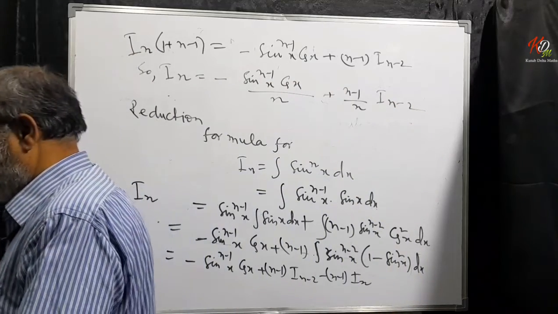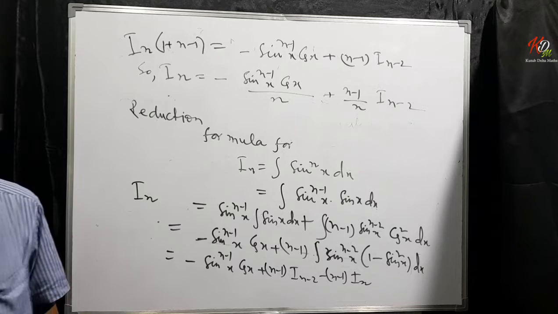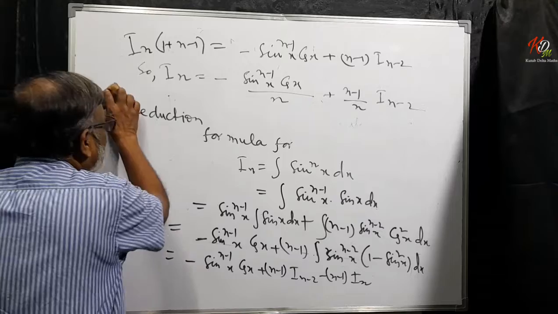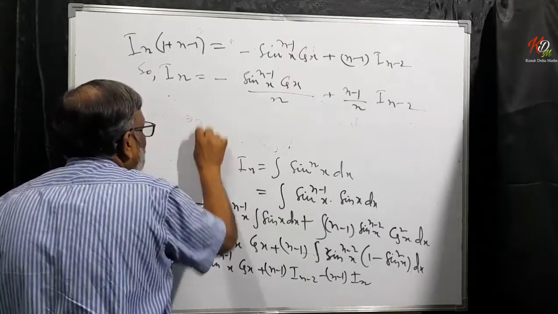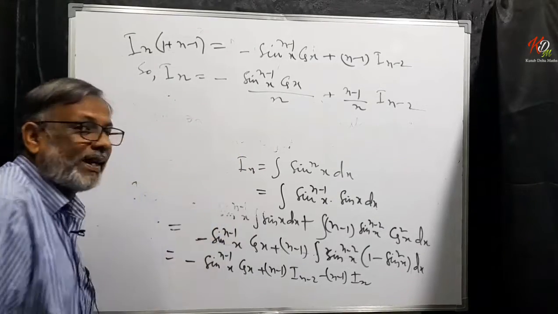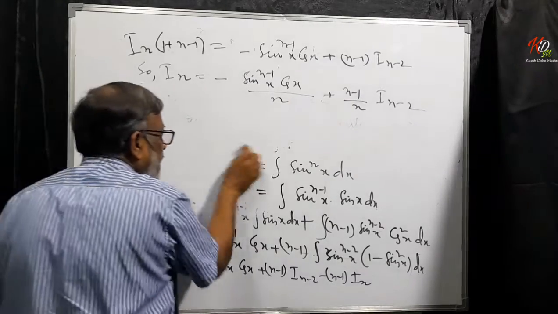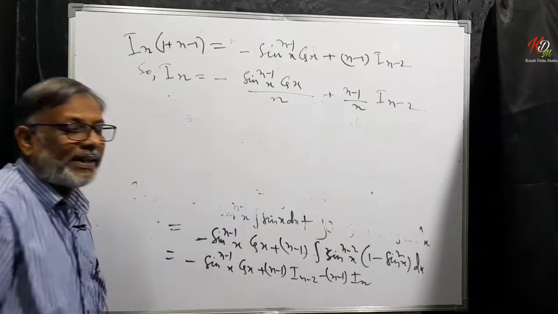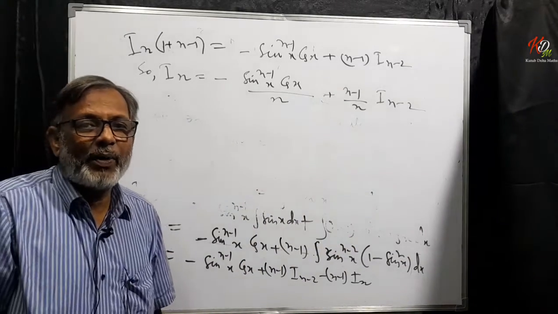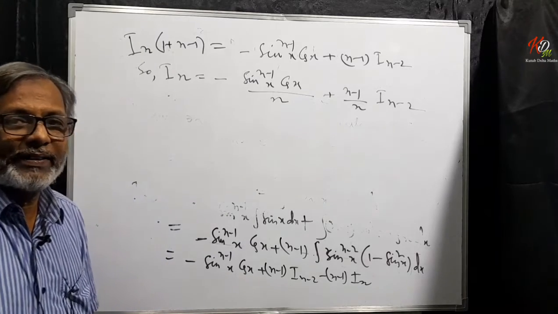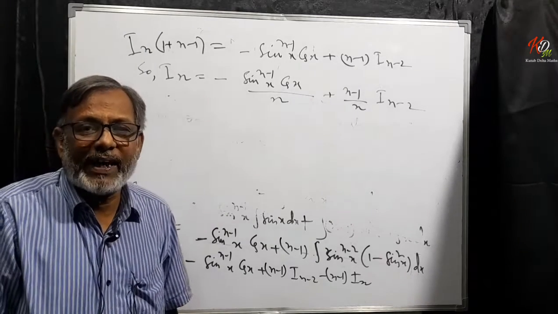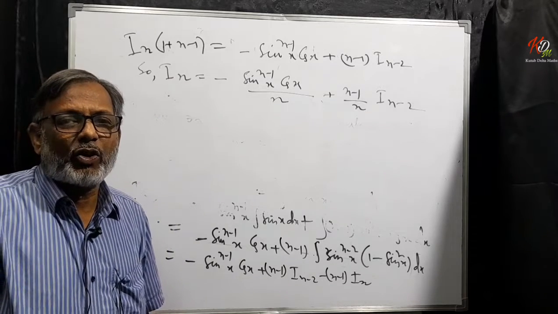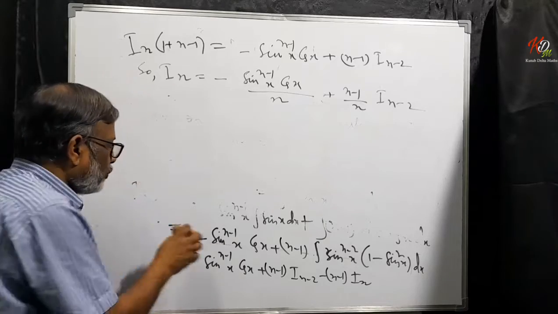Similarly, we can obtain integration cos nx dx. So, integration sin nx dx and cos nx dx have the same process. No problem. Now we can find the reduction formula for tan to the power nx dx, sec to the power nx dx, and cot to the power nx dx. Integration tan to the power nx dx and integration cot to the power nx dx have the same process.